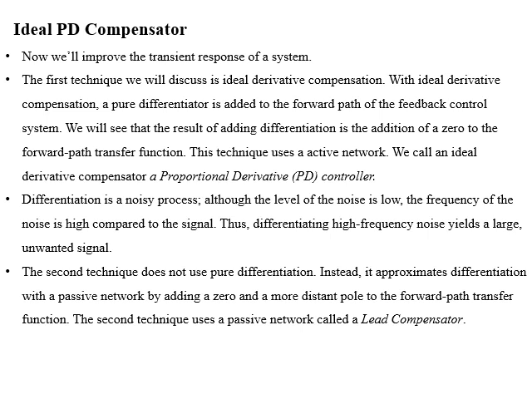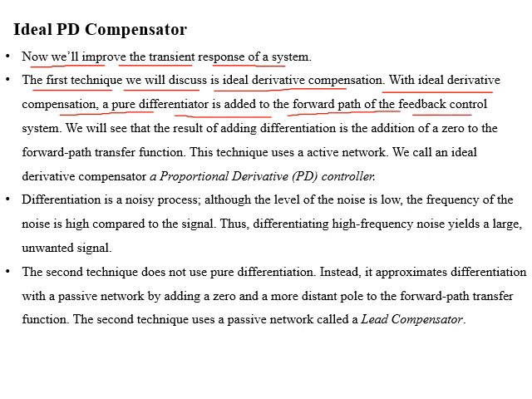Dear students, now after improving the steady-state error of a system, we will improve the transient response of a system. The first technique we will discuss is ideal derivative compensation. With ideal derivative compensation, a pure differentiator is added to the forward path of the control system. We will see that the result of adding a differentiator is the addition of a zero to the forward path transfer function. As this technique uses an active network, we call an ideal derivative compensator a proportional derivative controller.